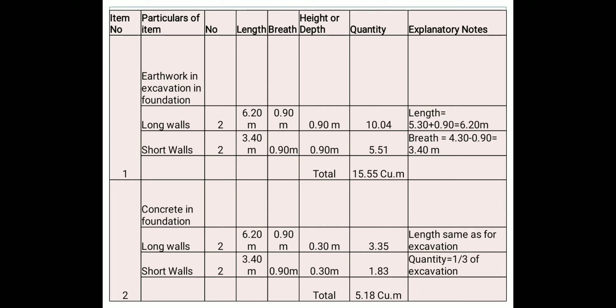Number 2, the concrete and foundation. For long walls it is 2, 6.20, 0.90, 0.30. That makes a total quantity of 3.35. Length is same as for excavation. And for short walls it is 2, 3.40, 0.90, 0.30. That makes a quantity of 1.83. So for concrete and foundation, the total quantity is 5.18.